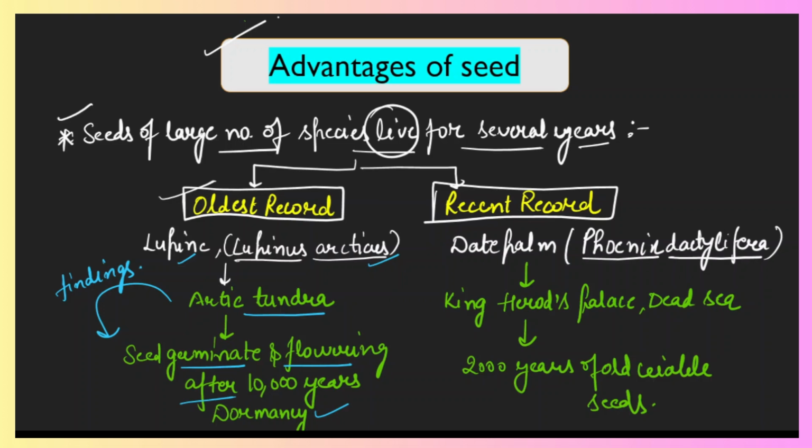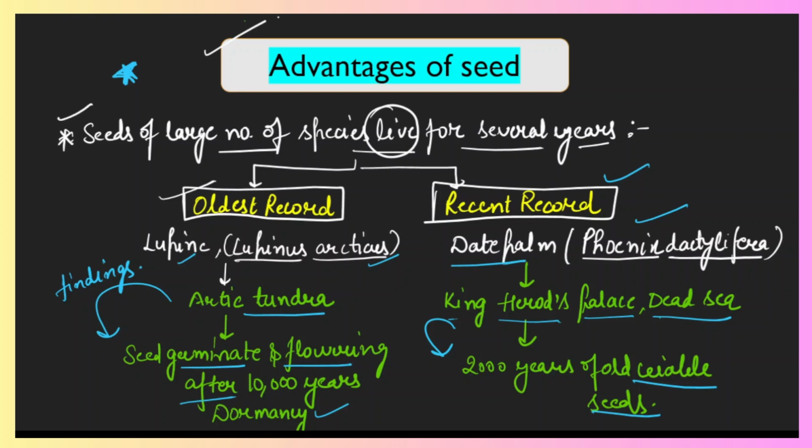In the recent record, there is the date palm, which is a tree. The scientific name of the date palm is Phoenix dactylifera. Its scientific names are important. The seeds were excavated from King Herod's palace, which is near the Dead Sea, and they are viable seeds which are 2,000 years old. These two examples are important, so make sure you note them down, and the advantages of the seeds are also important.